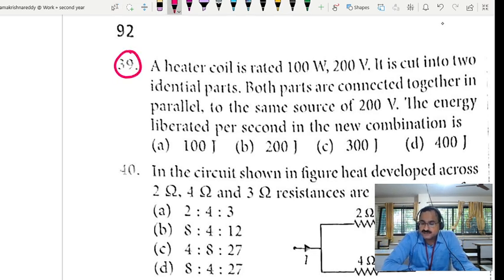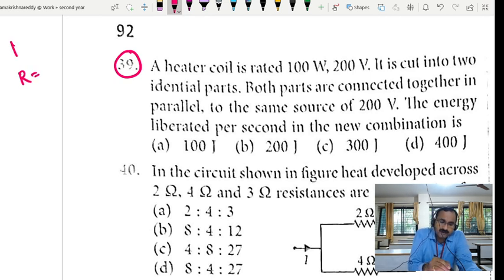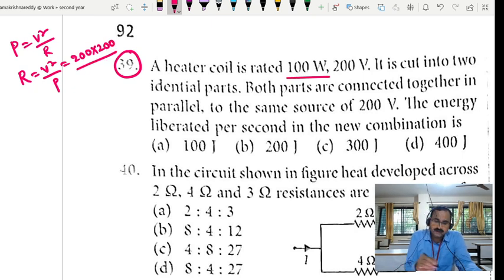A heater coil is rated 100 watt, 200 volt. It is cut into two identical parts. That is the question they are asking. We have to focus on what is required. First, calculate the resistance. Power formula we know, V square by R, so R is equal to V square divided by P. The V value is 200, so 200 into 200 divided by 100 watt, that is 400 ohm.